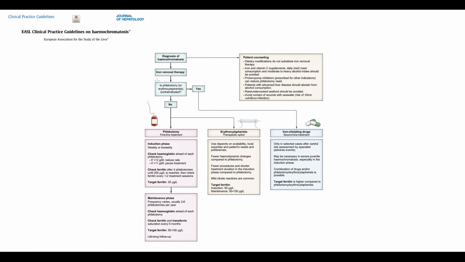So here we can see the treatment approach from the guideline. As we see, phlebotomy is the first-line option. The reason is simple. Phlebotomy has fewer side effects compared to drugs. In addition to phlebotomy, we can use erythrocytophoresis. And as a second-line option, we can use iron-chelating drugs such as deferoxamine.